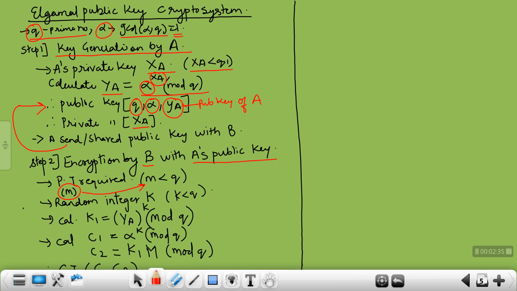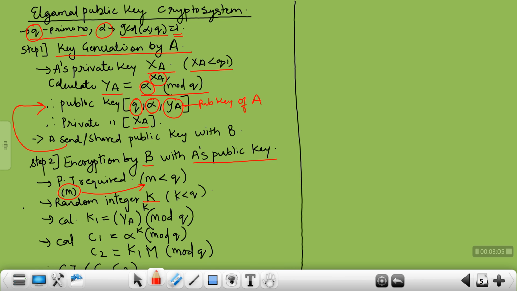The second thing that is required is a random integer K. Why do we require this random integer K? This K will act as a key. We will have two values, K and K1. We are making this algorithm more robust by using two keys, K and K1, and we will have ciphertext C1 and C2, because C1 we will find using our key K and C2 we will find using our key K1.